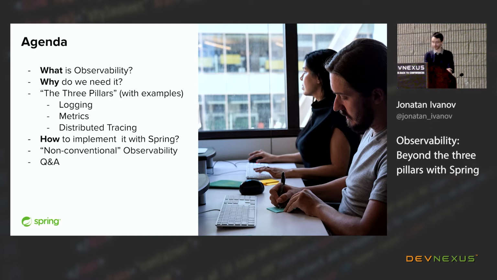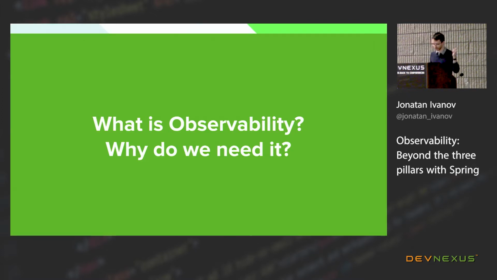And today what we are talking about is what observability really is, why do we need it, the 3 pillars of it. You might have heard about that. It's kind of a buzzword. That's one thing that you can Google. Also how to implement it using Spring. And then my favorite part of this talk is the non-conventional components of observability, because there is a whole other universe other than these. And we will have some Q&A at the end. So let's get started with these questions.